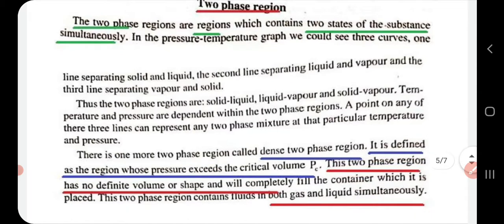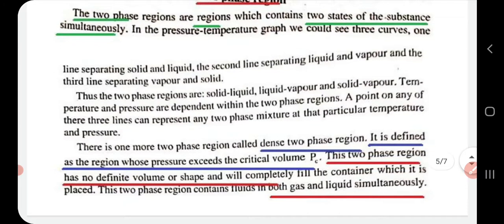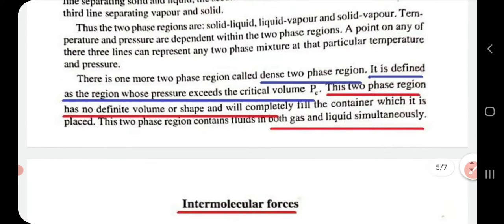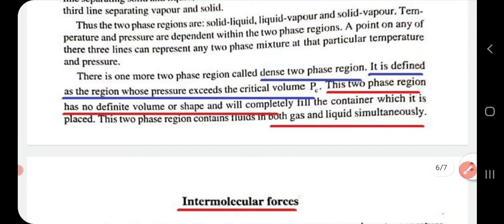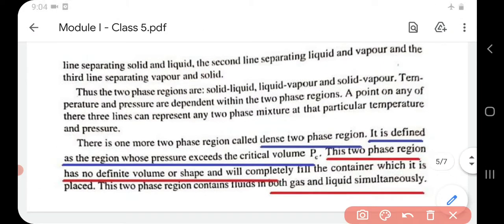So the two phase regions are, which are they? Solid liquid, liquid vapor, and solid vapor. A point on any of the 3 lines will represent any of these two phase regions at a particular temperature and pressure. So the two phase regions are solid liquid, liquid vapor, and solid vapor.